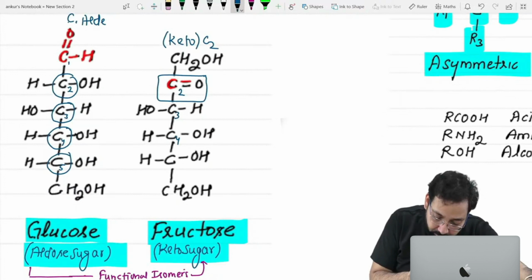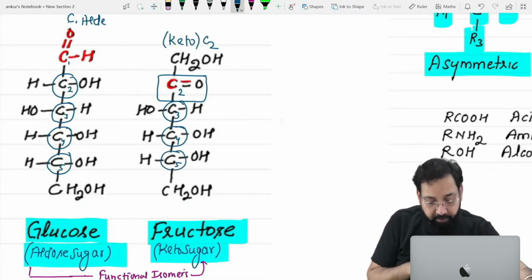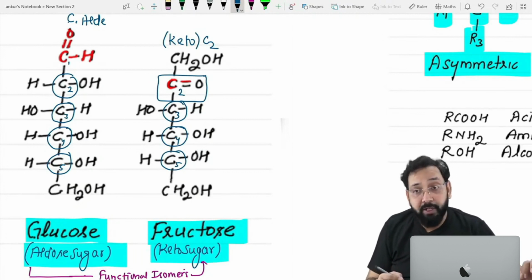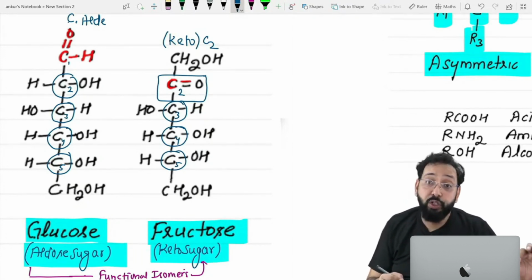While in fructose there are only C3, C4, C5. C3 is asymmetric, C4 asymmetric, C5 asymmetric. So 3 asymmetric carbon atoms. And we found that we can calculate the number of stereoisomers.